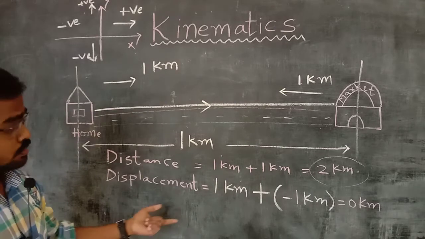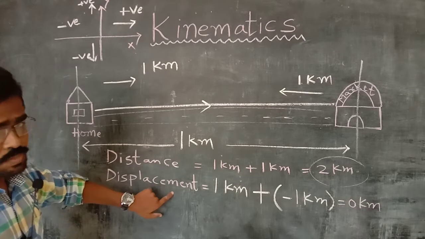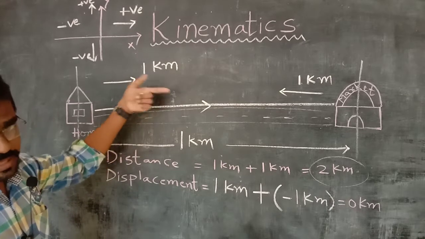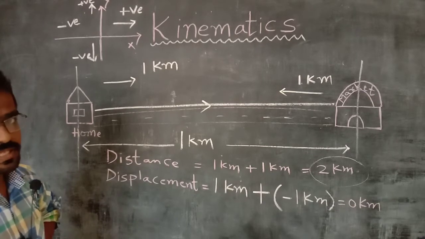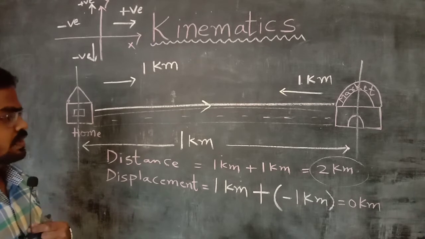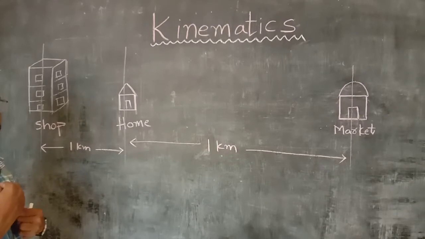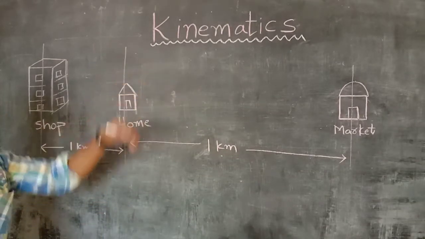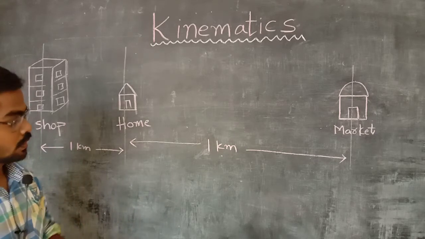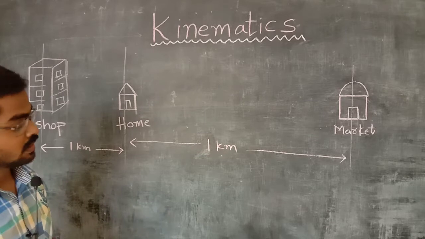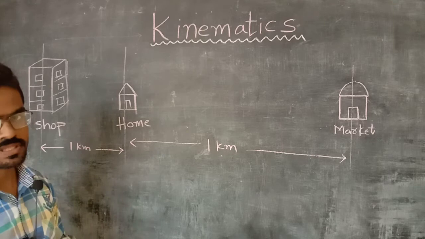I will tell you 2 more examples so that you can easily clarify that. Here in this example displacement is 0, and in another example we will get negative, as well as in some examples we will get some positive value. So now we will see some other examples so that you can easily understand. We have seen that distance is always positive, displacement can be 0. Now in this example I will show you that displacement can be negative also. How is it possible? We will see now.